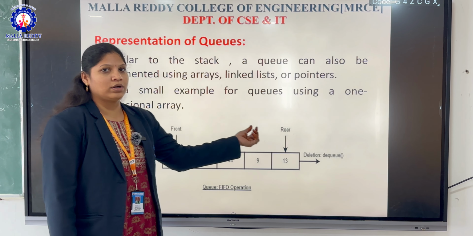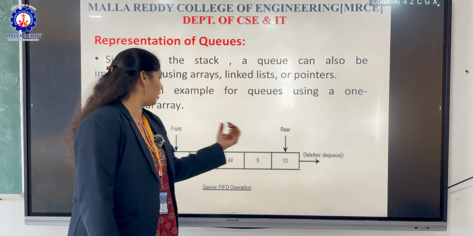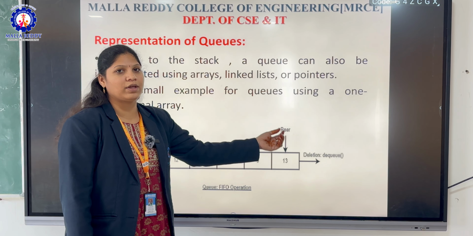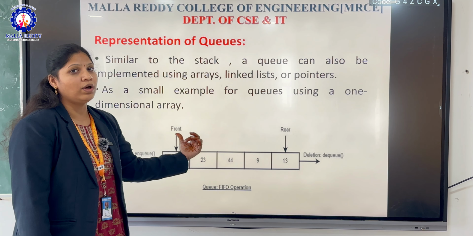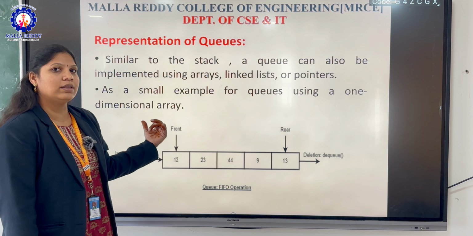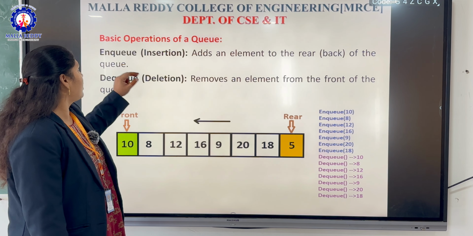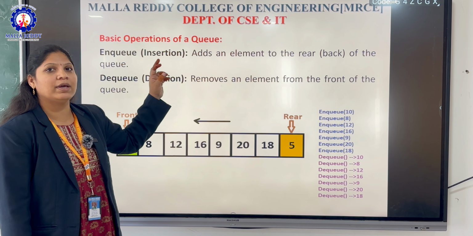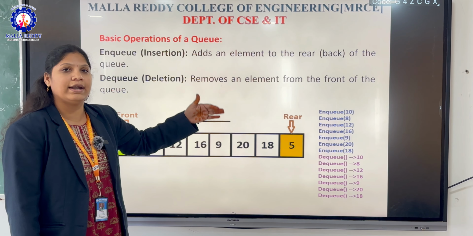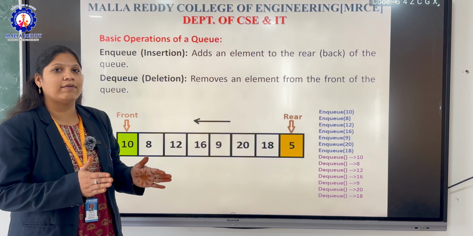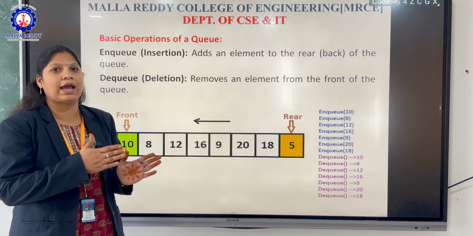There are two indications, front and rear. From the rear side we insert the elements into the queue, and from the front side we delete the elements from the queue. This is the representation of the basic operations of a queue. The basic operations of a queue are NQ and DQ. NQ means enter a value into the queue, DQ means delete a value from the queue.